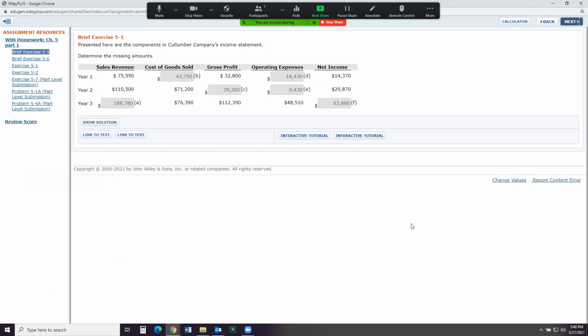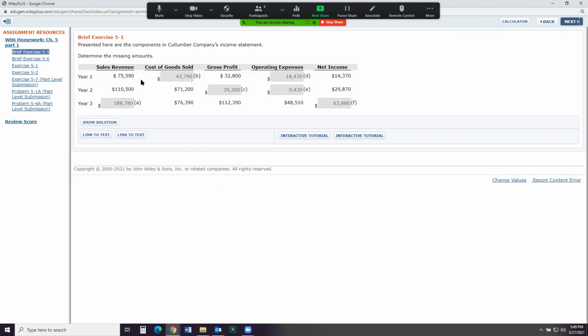Let's see. So presented are the components of the Columber Company's income statement, determine the missing amounts. And so in essence, they go across revenue, cost of goods sold, gross profit, operating expenses, net income. So what they're trying to get us to do here is recognize the interrelationship between each of these items, right? So if I were to write this out algebraically, I would say it's revenue minus cost of goods sold equals gross profit. Gross profit minus operating expenses equals net income.